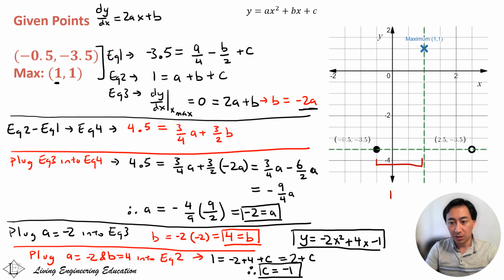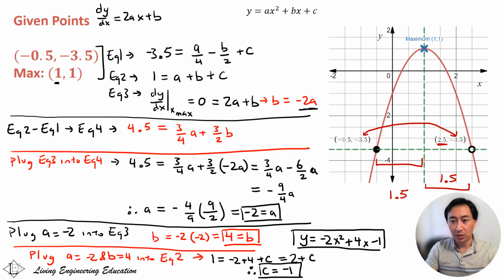So this distance is 1.5. So you need this distance to also be 1.5. So we say 1.5 plus 1, that gives me 2.5. And the y locations are the same. That's why y is negative 3.5. Right? And so that's your graph.